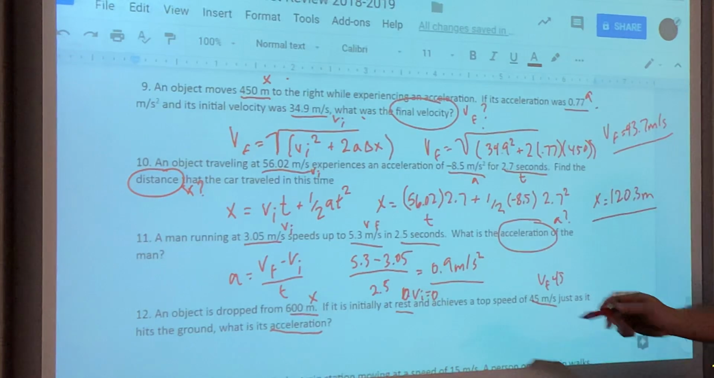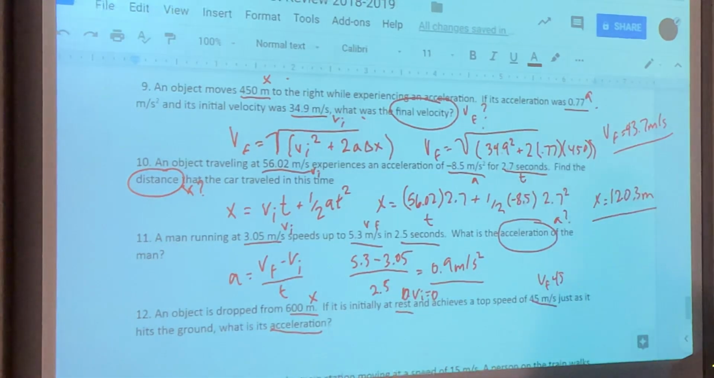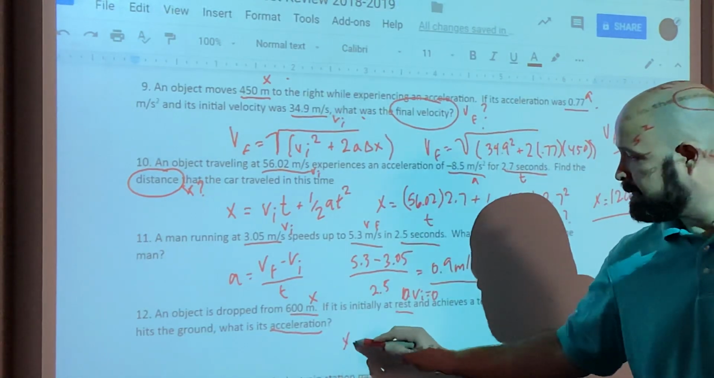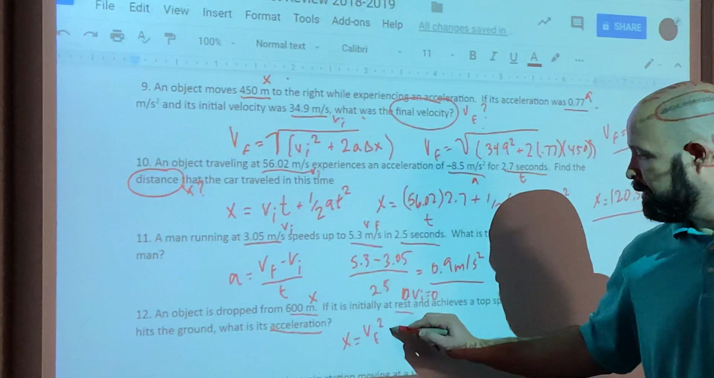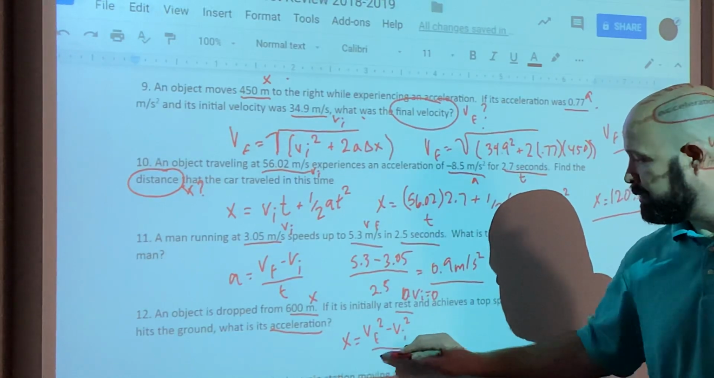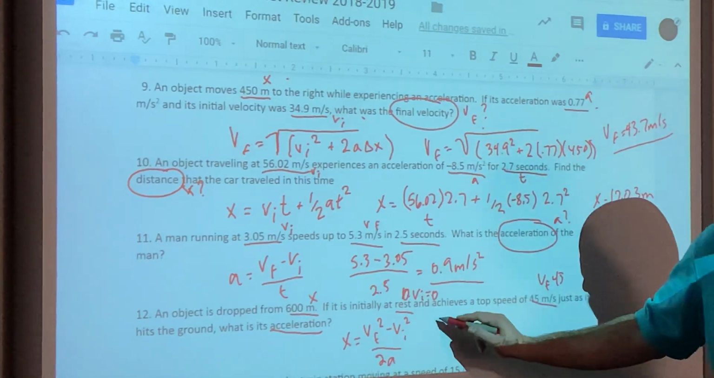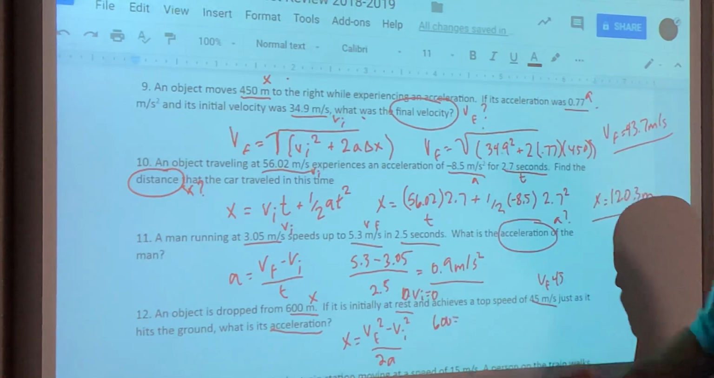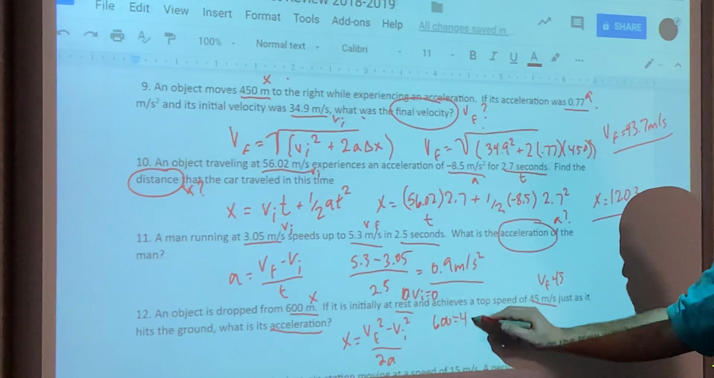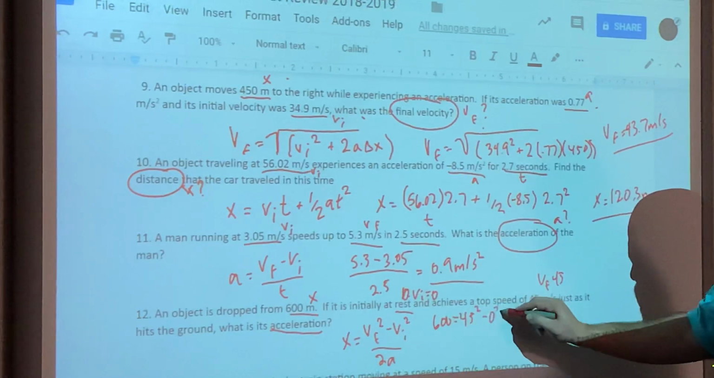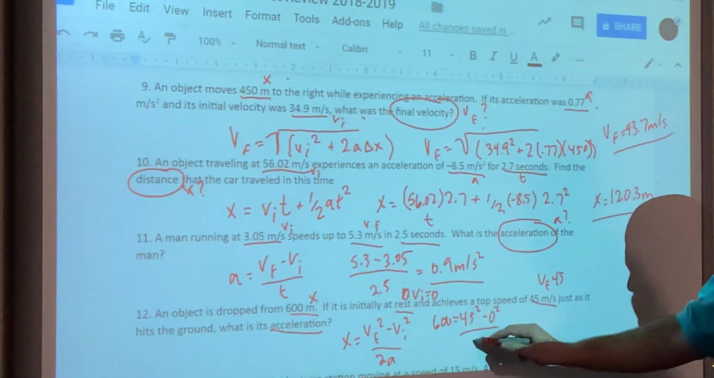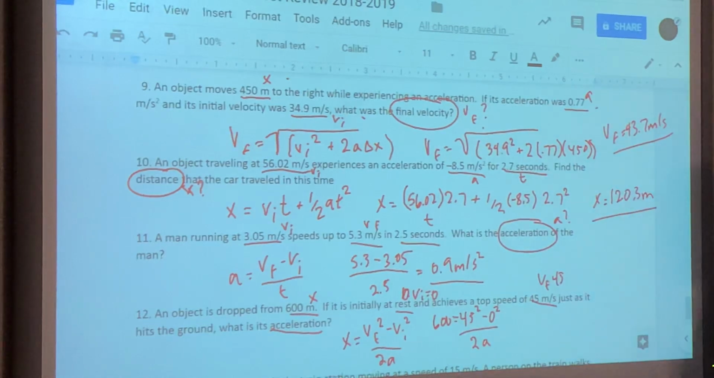So to solve for the acceleration here, there's an equation on your sheet that uses final and initial velocity that we could use for this, right? And that would be x equals vf squared minus vi squared over 2a. So when we plug everything in, it'll be 600 equals 45 squared minus 0 squared divided by 2 times a.